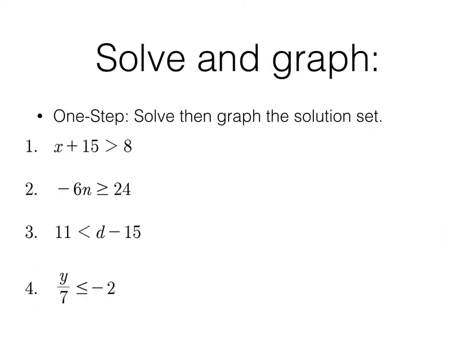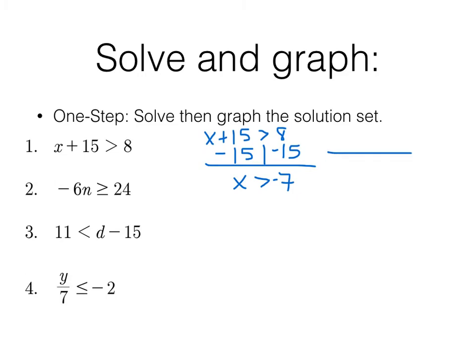All right, solve the one-step inequalities, then graph the solution set. So starting with number 1. Number 1, we have x plus 15 is greater than 8. Pretend that's an equal sign right there, and treat it like it's an equal sign. Subtracting the same number from both sides, the inequality will still be true. And you'll notice that I just bring down my symbol instead of bringing down an equal sign.